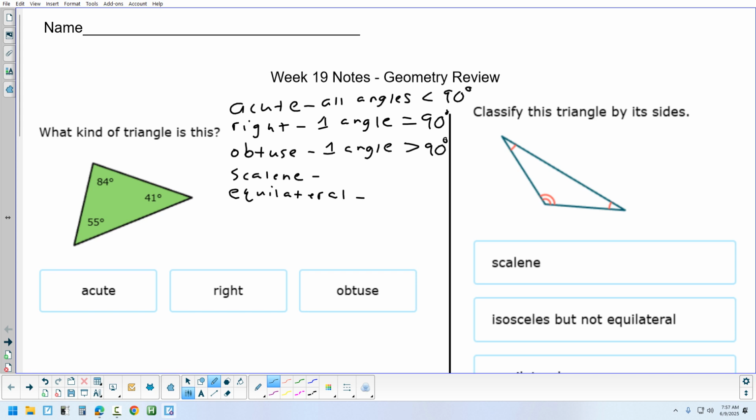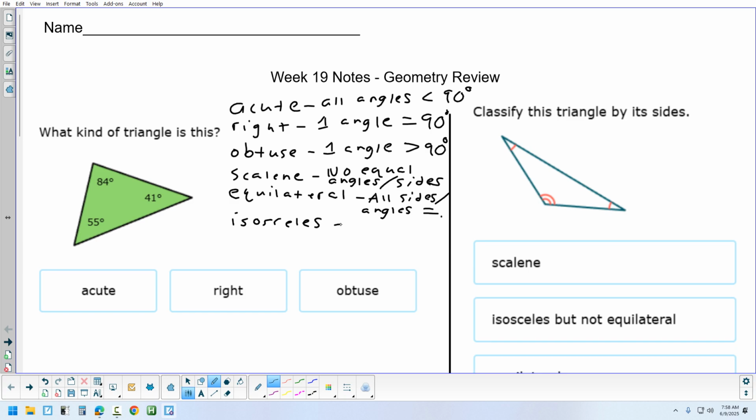How about scalene? Actually, there's one more word I need to add there too. What does scalene mean? Yeah, no equal sides, no equal angles. Yep. So no equal angles or sides. How about equilateral? What does that one mean? All sides are equal. Yeah, it's kind of the opposite of scalene. All sides or angles are equal.